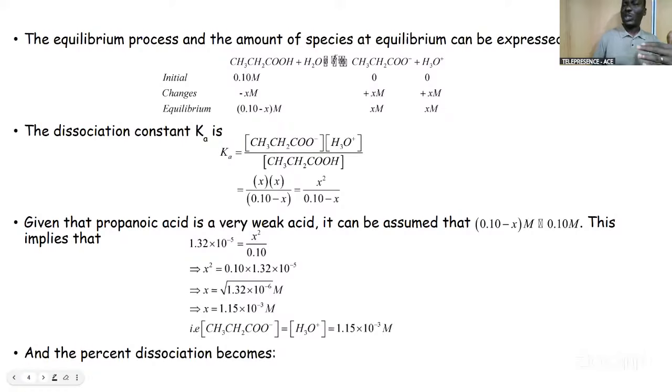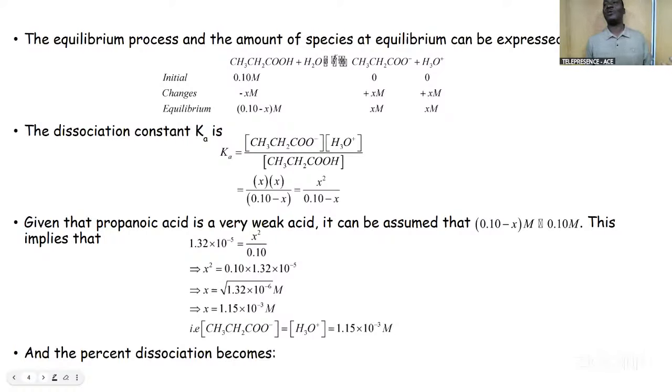And to justify that assumption, we calculate the percent dissociation. Don't forget, I've discussed that with us in some previous classes, that once the percent dissociation is less than or equal to 5, then that assumption is a reasonable assumption. Now, why we're doing this is that we are trying to save ourselves the stress of solving a quadratic expression, because that's exactly what we normally would have solved.